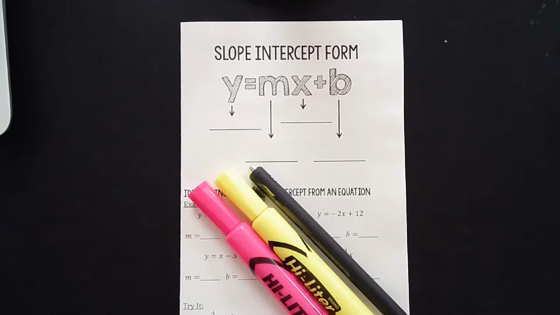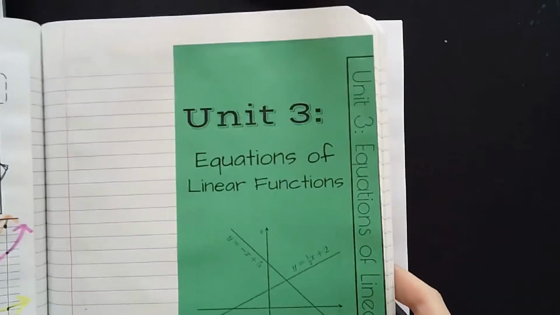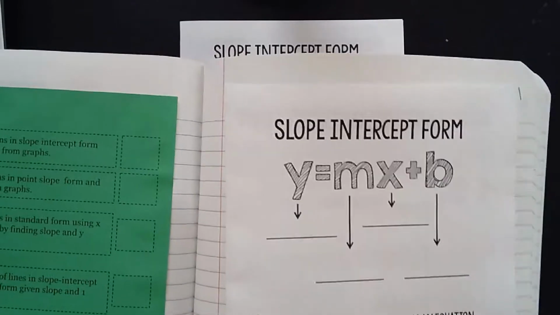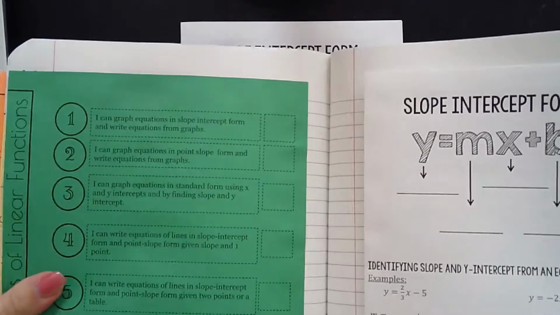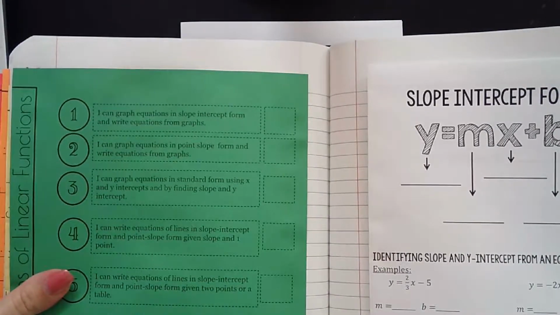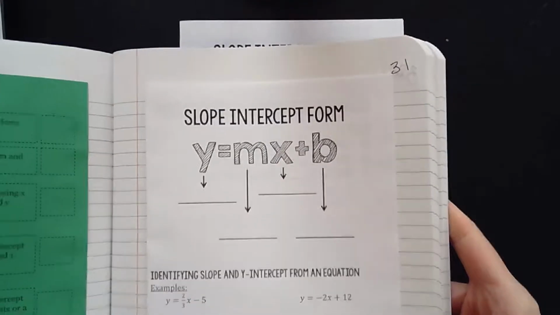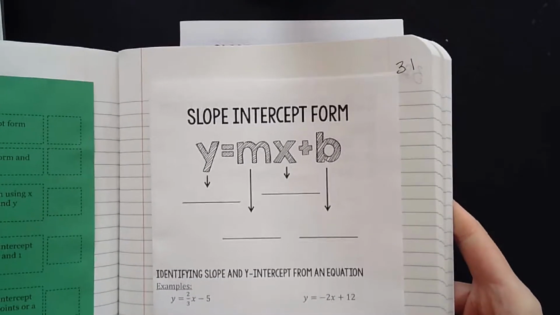Hey Algebra 1! Today's notes are about graphing an equation that's in slope-intercept form. So in your notebook, you should have a new table of contents. Mine was on page 29 and 30. And these notes cover our first learning target: I graph equations in slope-intercept form and write equations from graphs. These notes are on page 31 in my notebook.